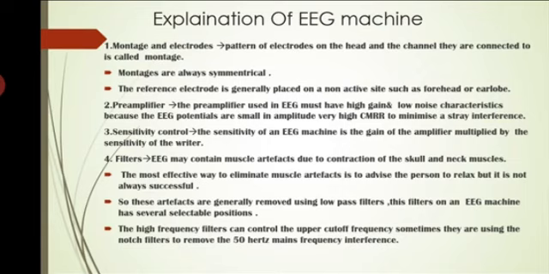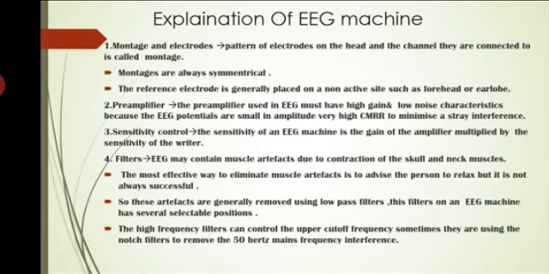Third, sensitivity control. The sensitivity of the EEG machine is the gain of the amplifier multiplied by the sensitivity of the writer. If we want to increase the sensitivity, then we should increase the sensitivity of the writer, otherwise we should increase the gain of the amplifier. By increasing either one of them, we can increase the sensitivity of the machine.